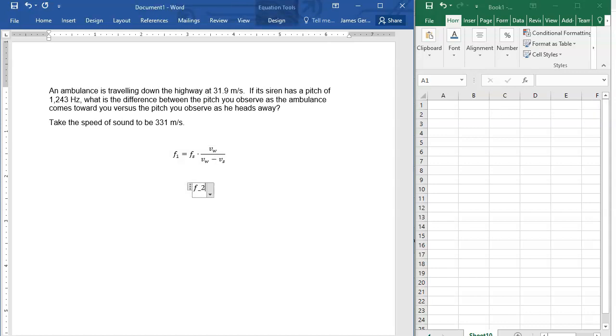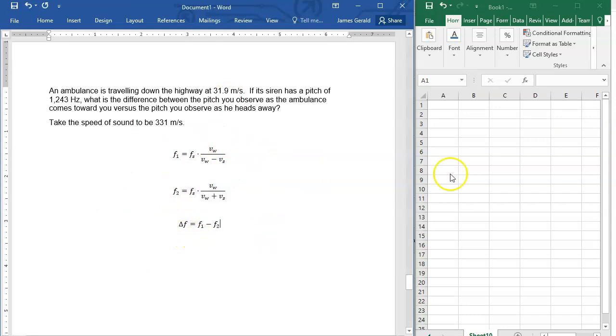All right, the second frequency that you hear, the one when it's moving away from you, well, again, we have velocity of sound, but now we have velocity of sound plus the velocity of the source, because now it's moving away from you. And what we're asked for is what is the difference in pitch, right? F1 minus F2. What is the difference in pitch? So let's take all the data that we have. Let's go over here and calculate those two and get the difference.